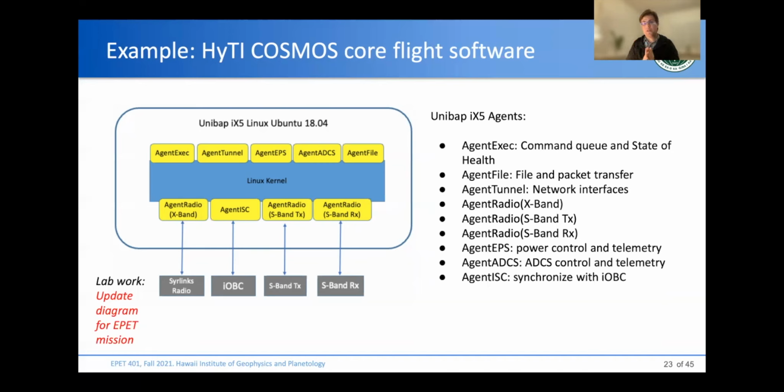So it really depends on the mission, but as you can see, we have this agent exec, file and tunnel. These are the generic agents and radio that you can just borrow easily from another mission. But then you have to implement specifically agent EPS, ADCS, and others that are required for your mission. So lab work here that I suggest is that you guys come up with a diagram like this one, where you're going to start to think about what are the agents that we need for our particular mission. And yeah, just create that list so that we can then discuss more about that.